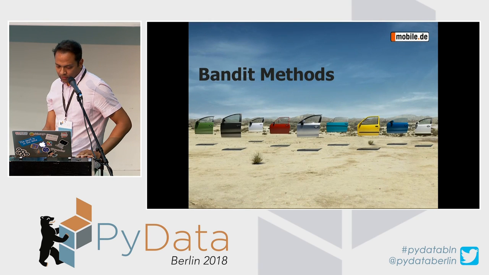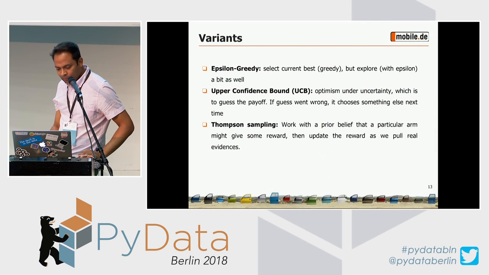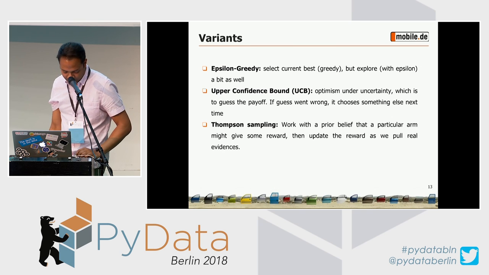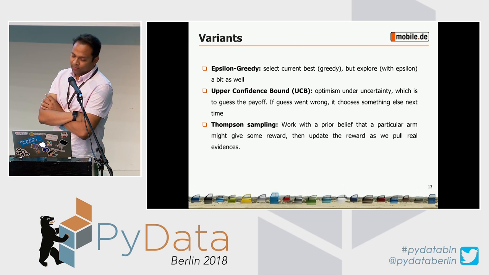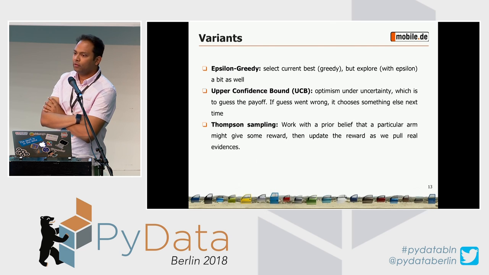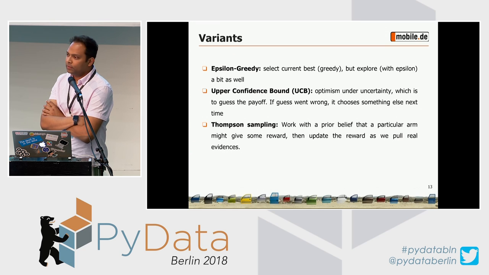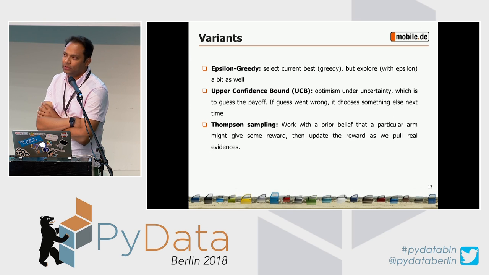So now I'll talk a bit in detail about what the bandit algorithms are. Usually there are three major ones: epsilon greedy, upper confidence bound, and Thompson sampling. We are going to talk a bit more in detail about the epsilon greedy process. It's extremely simple, very easy to understand. The other ones are a bit more sophisticated in the sense that they have a bit of Bayesian statistics playing in. For example, Thompson sampling is a classical Bayesian bandit strategy.